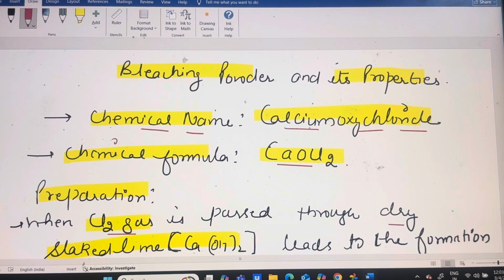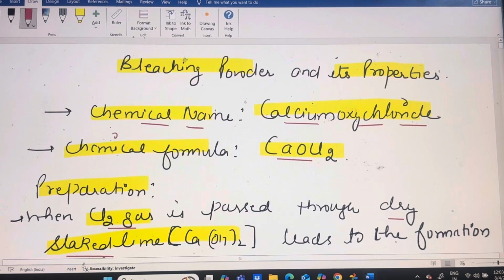Today I am going to explain what is bleaching powder and its properties. The chemical name of the bleaching powder is calcium oxychloride and its chemical formula is CaOCl2. And what about its preparation?